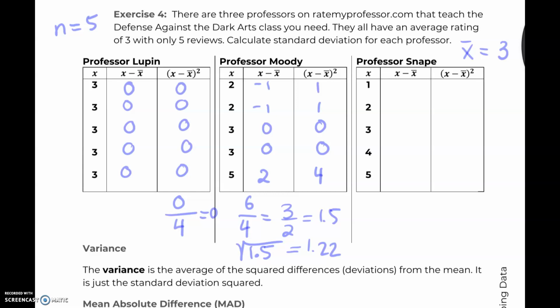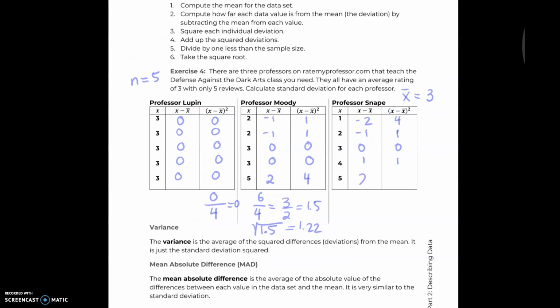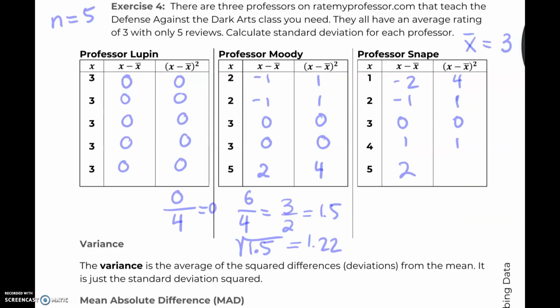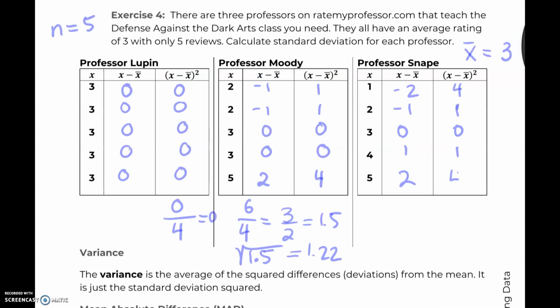Last example here, we have 1 minus 3 is negative 2. Negative 2 squared is 4. 2 minus 3 is negative 1. Negative 1 squared is 1. 3 minus 3 is 0. 0 squared is 0. 4 minus 3 is 1 again. 1 squared is 1. 5 minus 3 is 2. And 2 squared is 4.